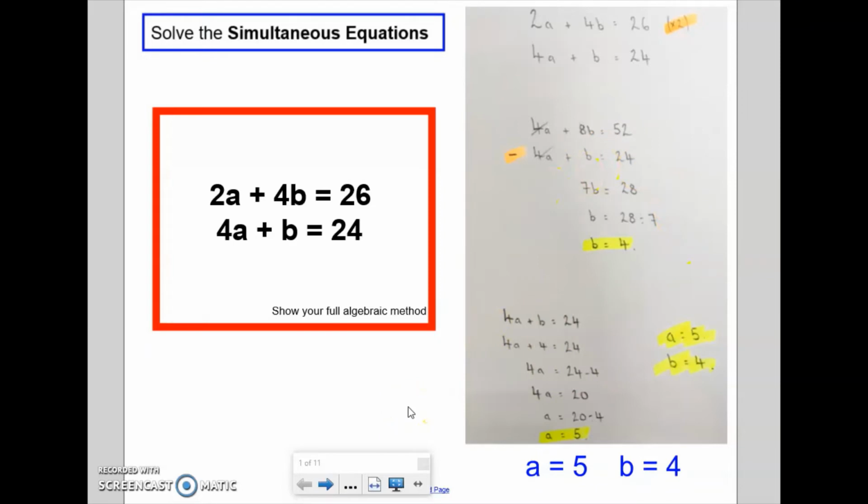At this point, I should tell you that there's other ways to approach this question. For example, on the very first starting line, you may have multiplied the second line by 4, which would have then left you with 4b and 4b as your coefficients, which would again have your working out looking slightly different. However, your final answer would still be a equals 5, b equals 4.